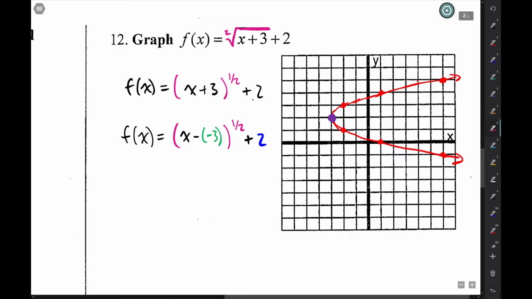We're looking at the principal root. So we're only taking the top half is what that means. If this was a negative, you'd be taking the bottom half. So that is what your shape looks like. It's just half of the parabola.